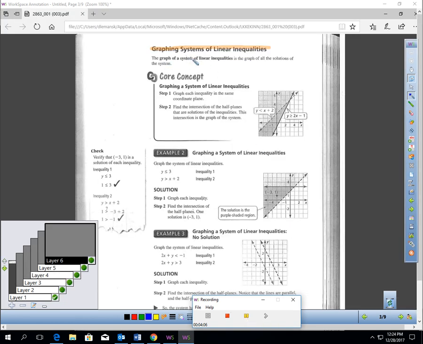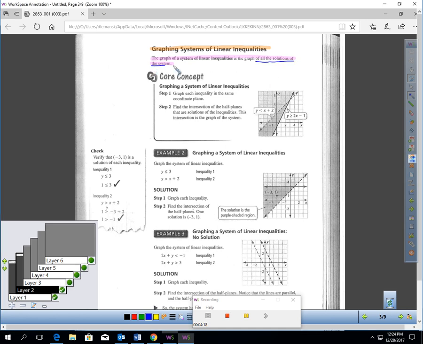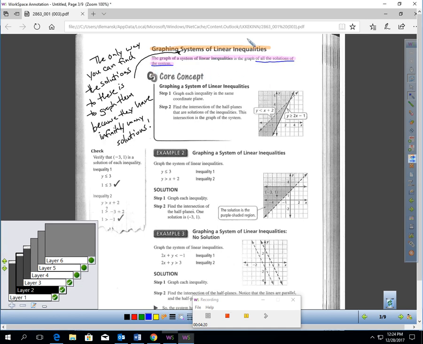Let's talk about how we graph systems of linear inequalities. The graph of a system of linear inequalities is the graph of all of the solutions of the system. That's key here because the only way you can answer these questions is by graphing them. You cannot use elimination or substitution for the following reason. Elimination and substitution will give you the one ordered pair that's a solution. You notice these problems have infinitely many solutions. So the only way we can find the solution set is to graph these.